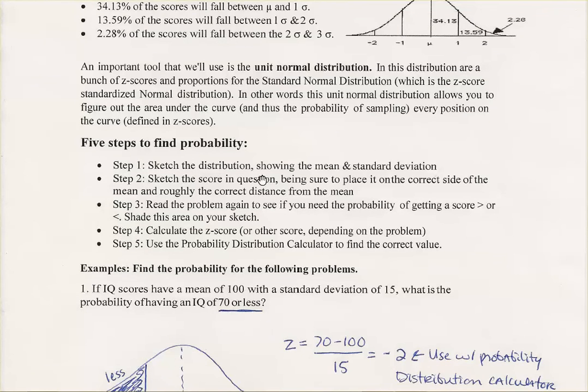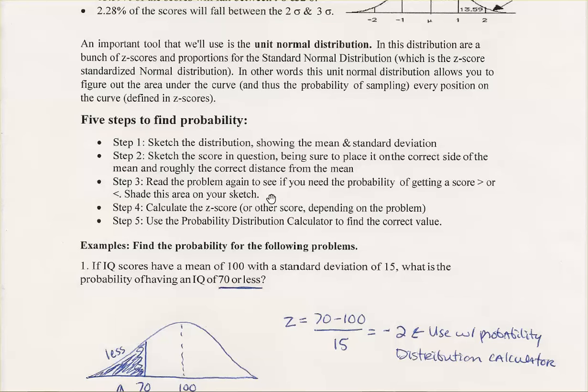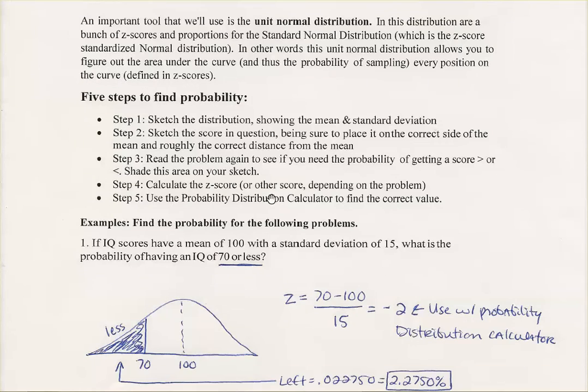So we sketch the distribution showing the mean and standard deviation, and sketch the score in question, being sure to place it on the correct side of the mean and roughly the correct distance. Read the problem again to see if you need the probability of getting a score greater than or less than. Shade the area. Then step 4 is calculate the Z-score or other score depending on the problem. Step 5, use the probability distribution calculator to find the correct value.